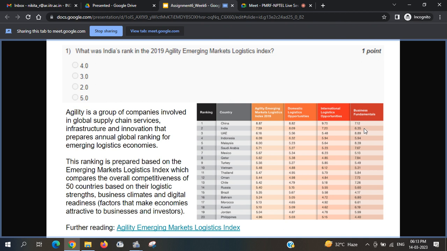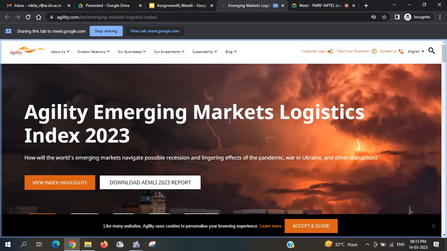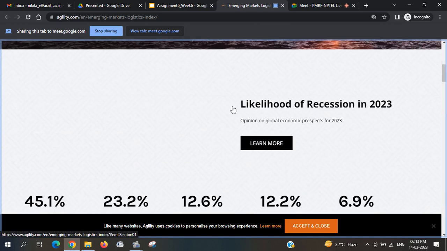So you can see in terms of basic business fundamentals, India is quite behind UAE. However, if you see the overall index, India is farther ahead than UAE. This is because of UAE's poor domestic and international logistics opportunities. I have also provided the link to Agility's website. This is the link here. This is for further reading, although I would recommend that you go onto this website and see for yourself.